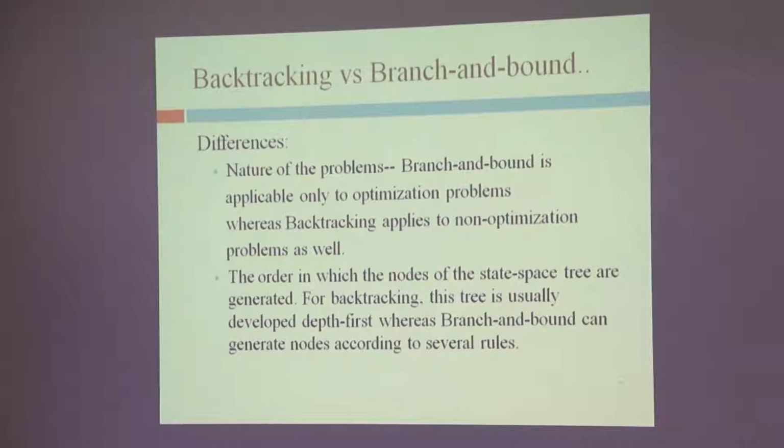Differences. So we have seen all the problems we had seen in the last session. For backtracking, they are all non-optimization problems. But branch and bound, we are going to apply only for optimization problems. What are optimization problems? How do you define an optimization problem?